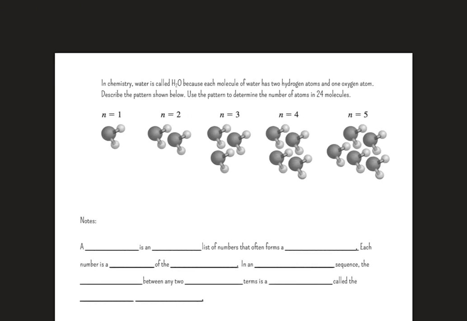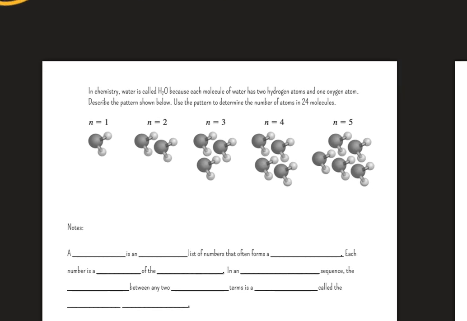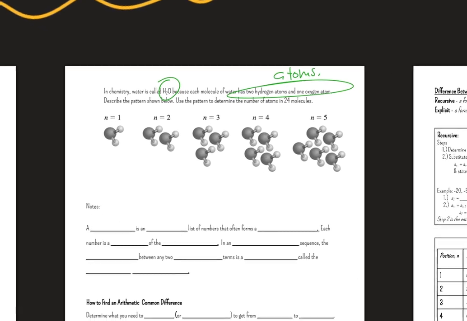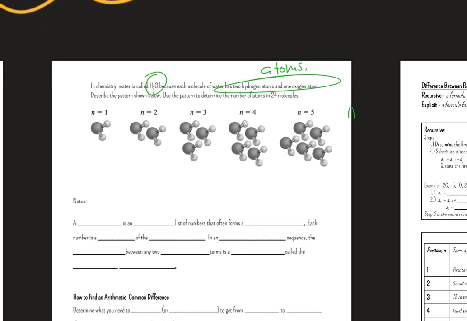And then we tried to make it a little bit more complicated and say, hey, can you think through this as far as, what if you had this situation where you have a molecule of water? And a molecule has 3 atoms. This particular molecule, since it's water, has 3 atoms. And so it says use the pattern to determine the number of atoms in 24 molecules. And so the idea is that n would equal 24. And so how many atoms would that be?